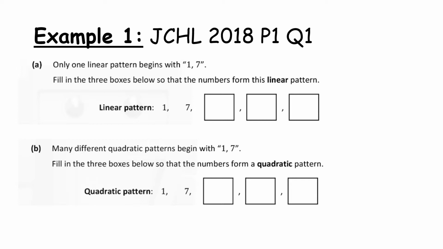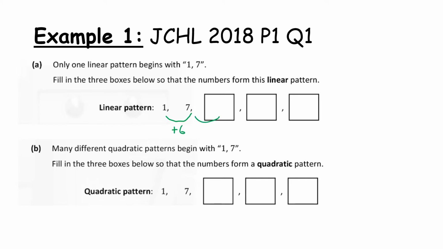Only one linear pattern begins with 1 and 7. Fill in the 3 boxes so that this number forms a linear pattern. Okay, so based on what they've told us and what we know from our previous video, a linear or arithmetic pattern has a common first difference.